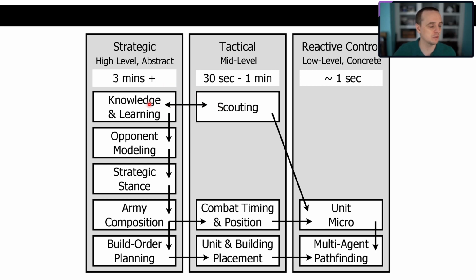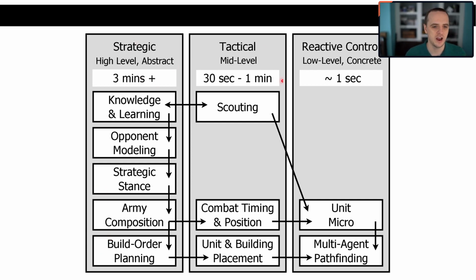And if you figure out, oh crap, they're not going to attack, they're going for an expansion, well then I've got to change my strategic stance to maybe be more aggressive. And so this is a cyclical process, right? Throughout the game, you are gathering information that informs your knowledge and your opponent model, which is going to change your strategic stance, which is going to change your army composition, which is going to change your build order. So it's a really complex type of game that you're playing.